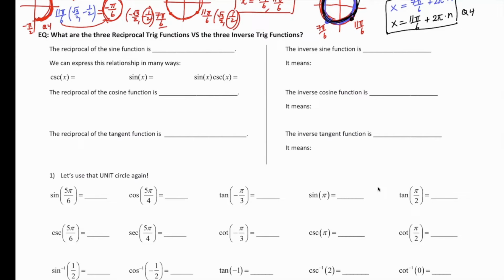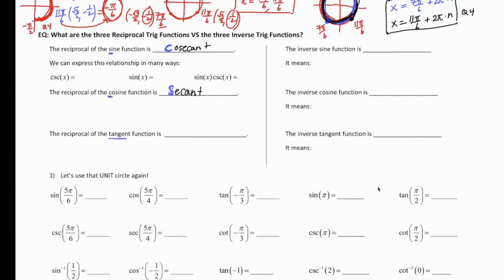Reciprocal of sine function, and this is my trick: sine starts with S, right? Reciprocal of sine. And since sine starts with S, the letter that doesn't start with S in a trig function is the C. And reciprocal of sine function is actually going to be cosecant. Okay. Reciprocal of cosine. Cosine starts with C, so your reciprocal function starts with the different letter S. And secant is the reciprocal of cosine.